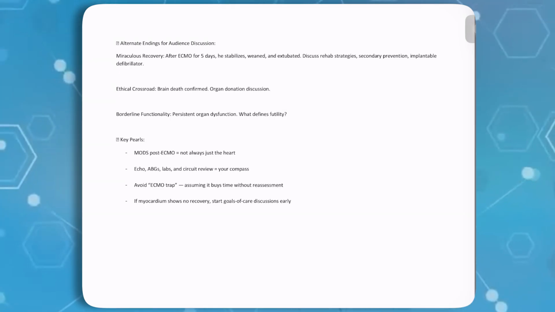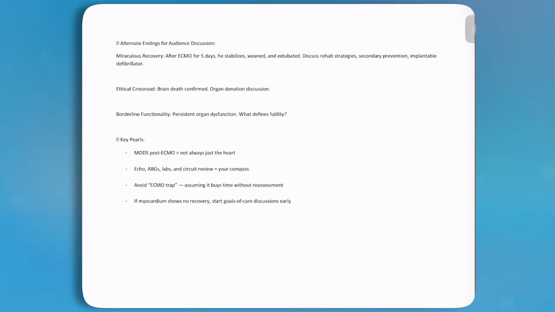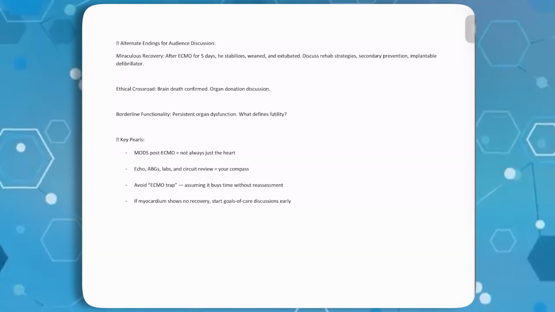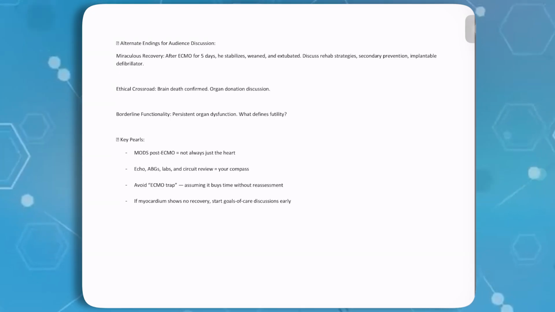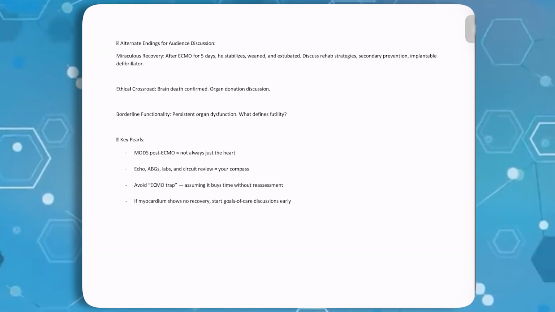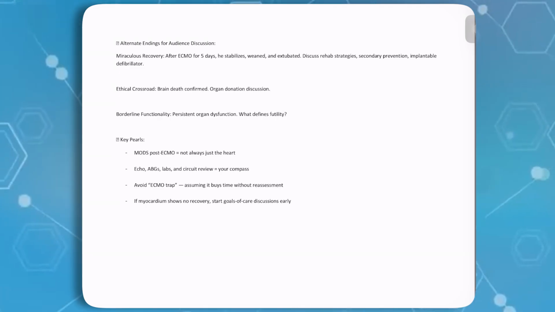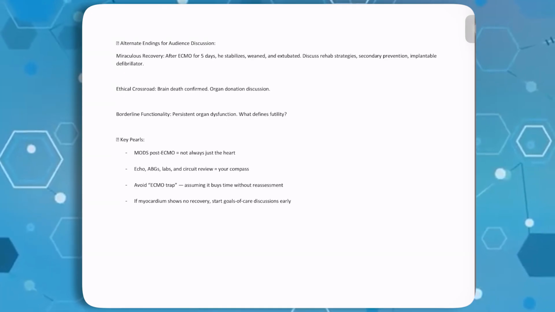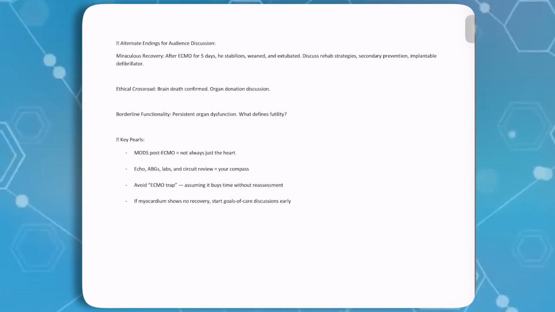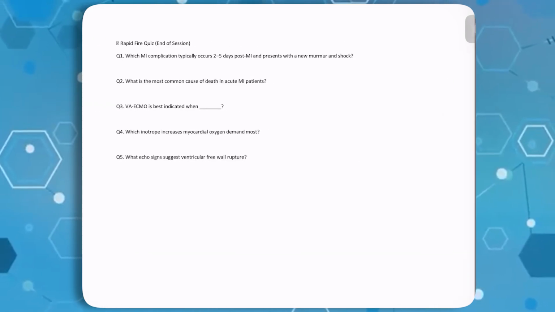So you must remember MODS post ECMO. Earlier it was only till ECMO, now it is MODS after ECMO that is being discussed. Echo, ABGs, labs, circuit review, everything you should be keeping on your radar. Avoid the ECMO trap that ECMO is the last resort. No, it is not the last resort. It is a therapeutic option that you should always give to anyone who has a possibly recoverable cardiac condition. If the myocardium does not show any recovery, you should start goals of care discussions early with the patient.